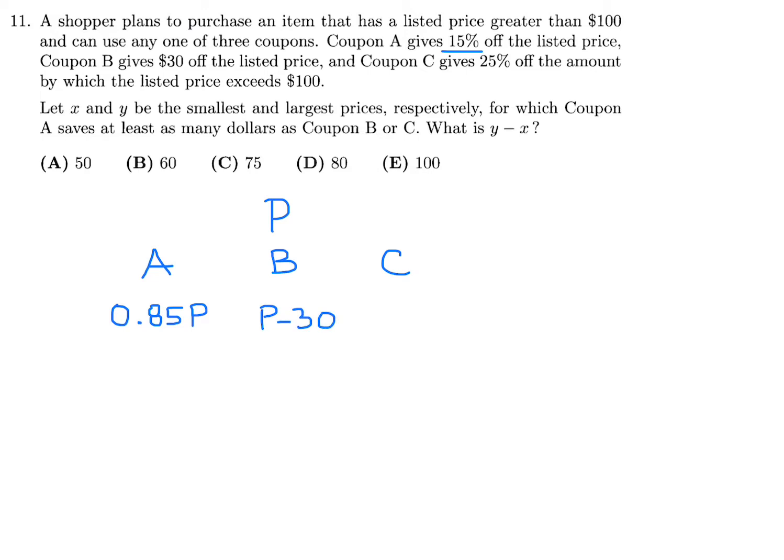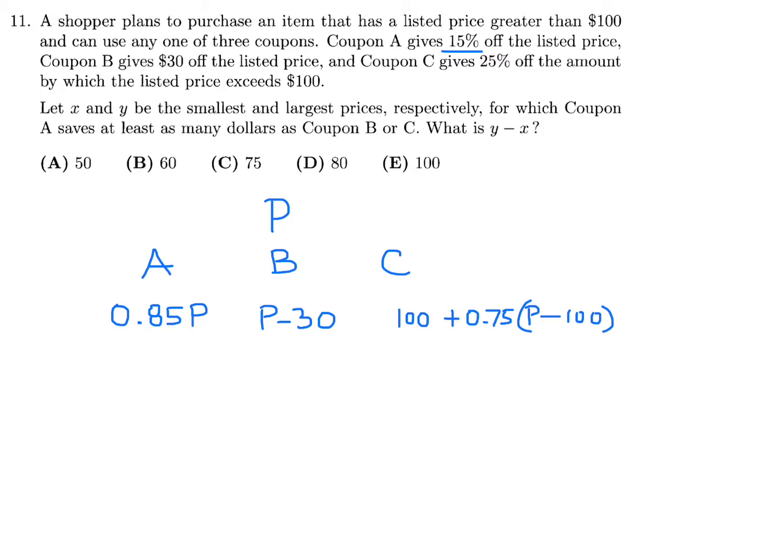And the last coupon is a little bit different. First, you have to take P minus 100 to get the amount that's above $100. And then of that, you're taking a 25% discount, so you have to pay 75% of that. And then don't forget to add that $100 in the beginning. So these are the prices that we are going to pay.